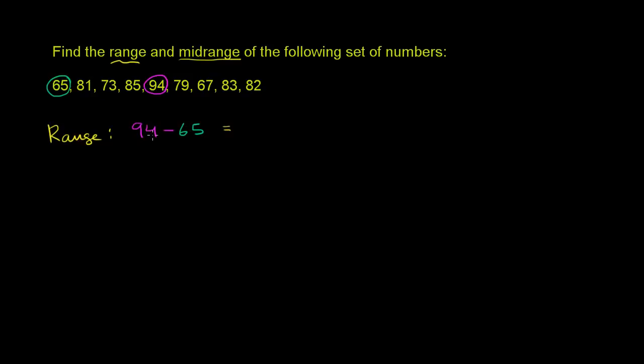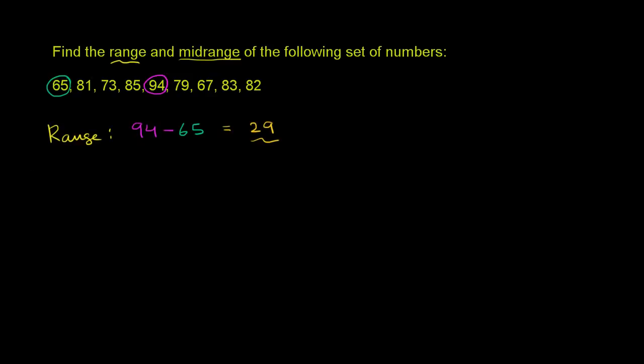And this is equal to, let's see, if this was 95 minus 65, it would be 30. 94 is one less than that, so it is 29. So the larger this number is, that means the more spread out, the larger the difference between the largest and the smallest number. The smaller this is, that means the tighter the range, just to use the word itself, of the numbers actually are. So that's the range.